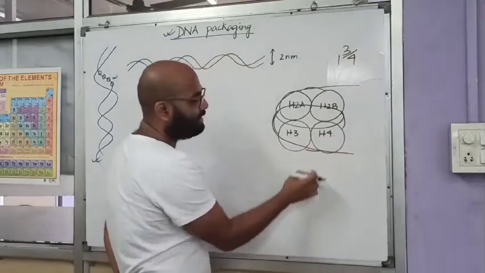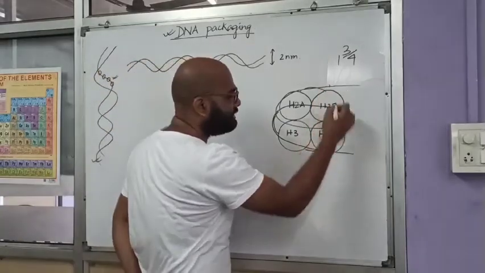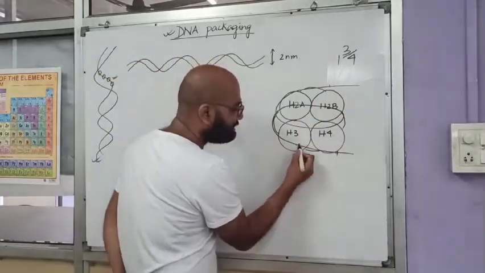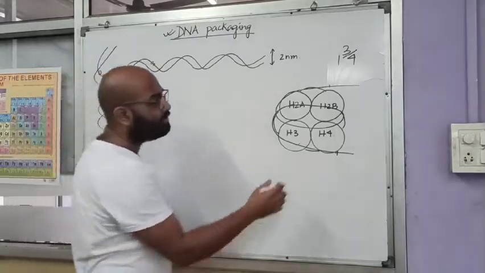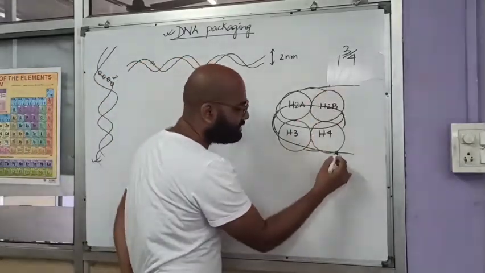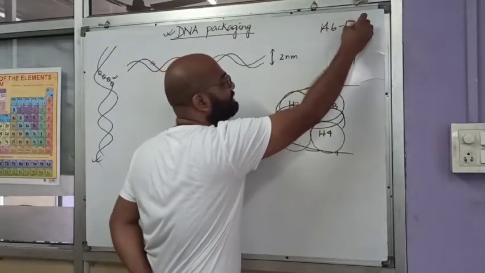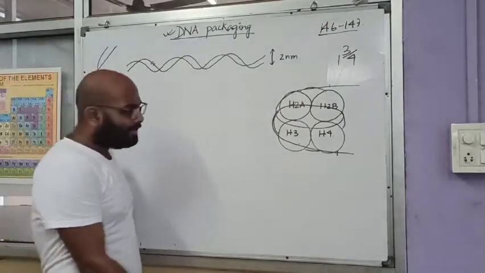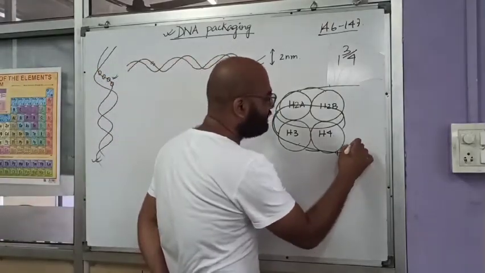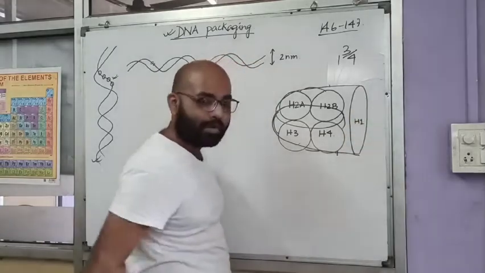Not 2 complete turns, but 1 complete turn and 3/4 turn. And from this point to this point, as you imagine, this is my DNA stretch. It has some nucleotides. The number of nucleotides from this position to this position is 146 to 147 in different conditions. And at the opening of the structure, we have another histone that we call H1.